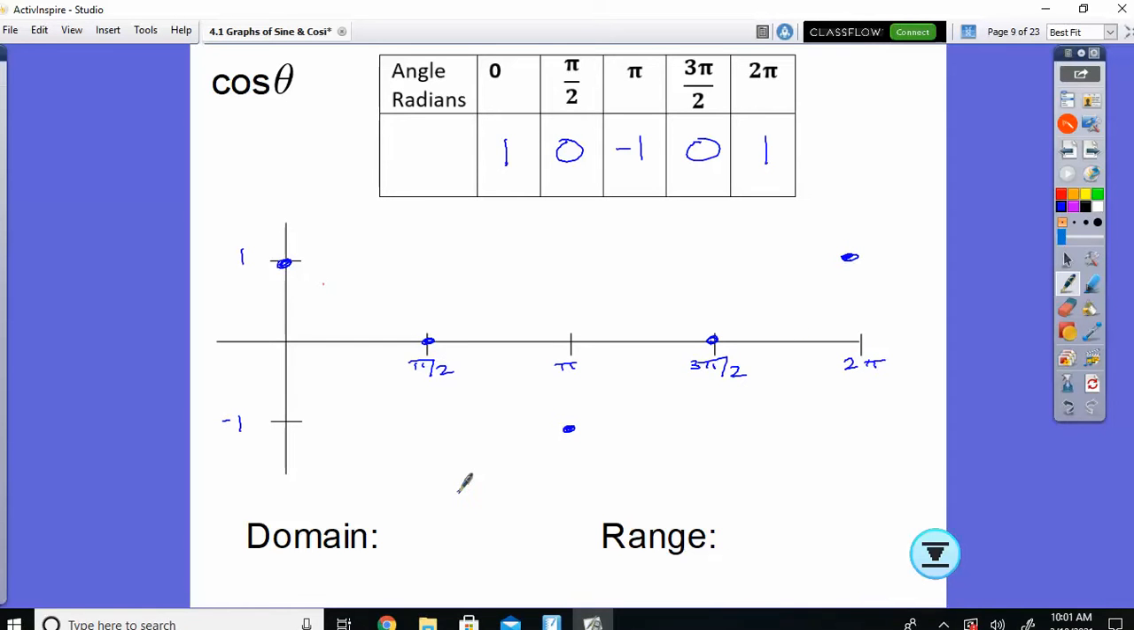Again, these are curves. If you draw with sharp corners, I'm going to take off points. This is a nice smooth curve. No breaks or corners.